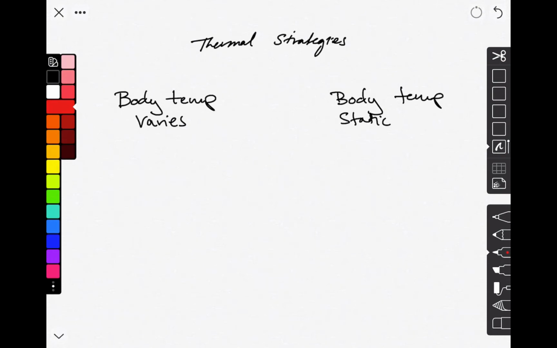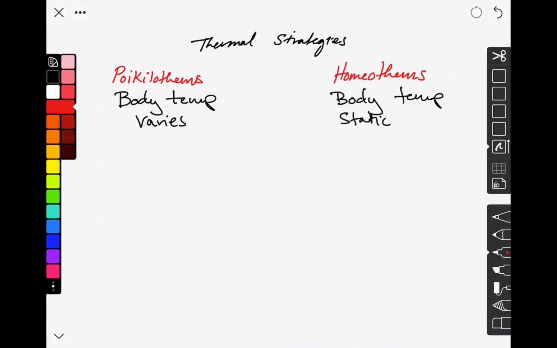Animals where the body temperature varies with the environment are called poikilotherms, and animals where the body temperature is static are called homeotherms. Homeotherms. And that root word homeo is like homeostasis. It means to try to keep an internal constant.